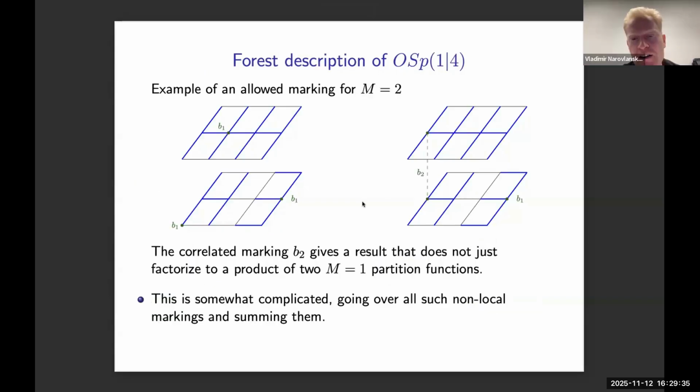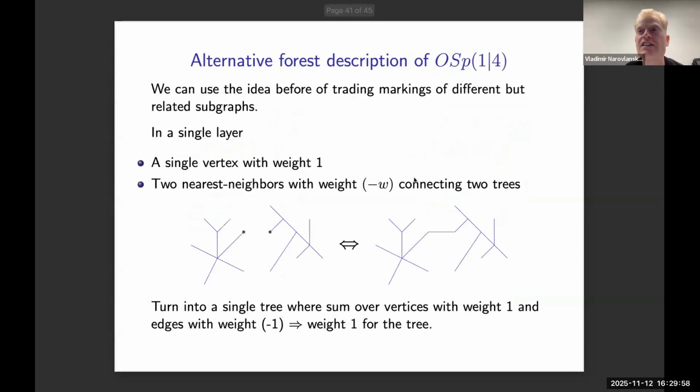Okay, so the only other comment is that this kind of description, forest description, you could say that it's still a bit complicated, right? You sum over all the forests, but for every forest, you need to go over all the ways that you can mark it with the interactions. It's a bit complicated, right? It would be best if you could just say what is the value of every forest immediately, okay? Just as in the case of the OSP12, there you just say that the value of every forest is just the product of the edges, and that's it.